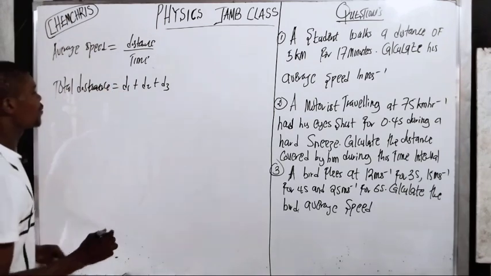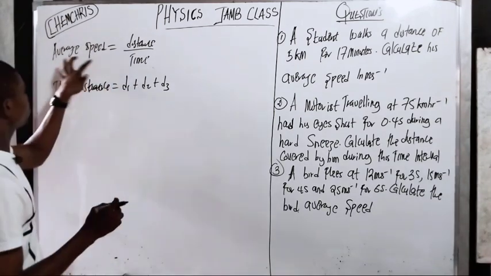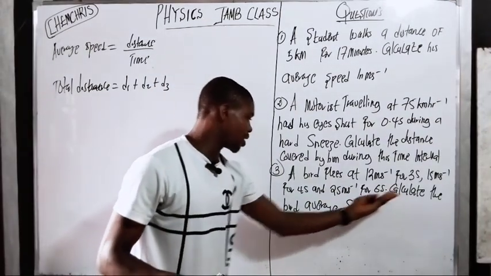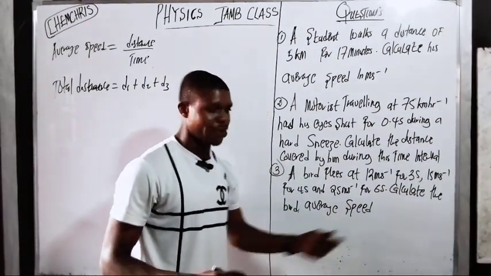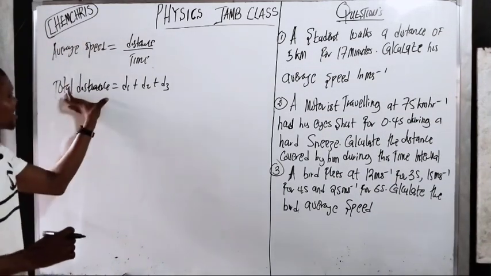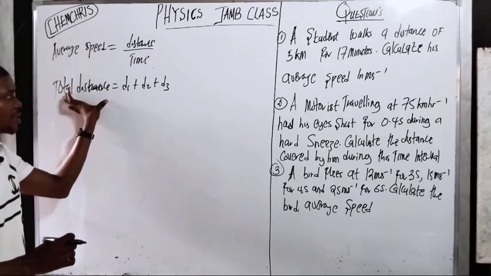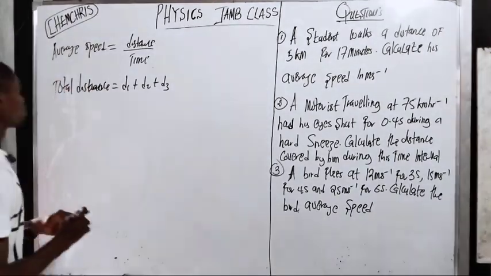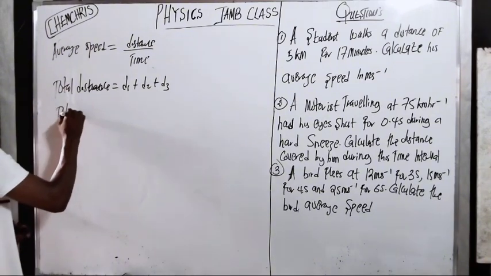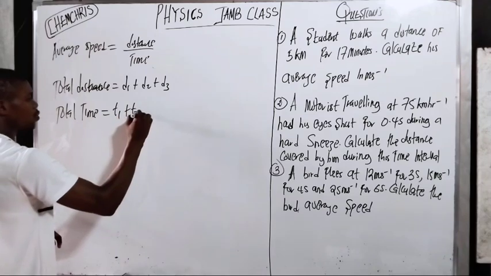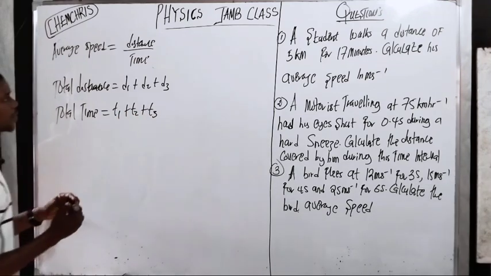Here we're also going to have the total time, because you're talking about average speed. Calculate the bird's average speed. So the average speed is going to be the total distance covered by the bird over the total time covered by the bird. The total time is going to be t1 plus t2 plus t3.